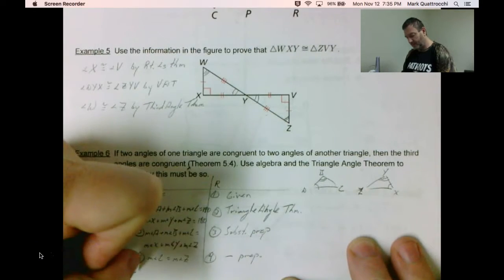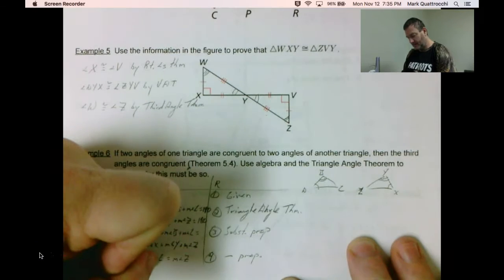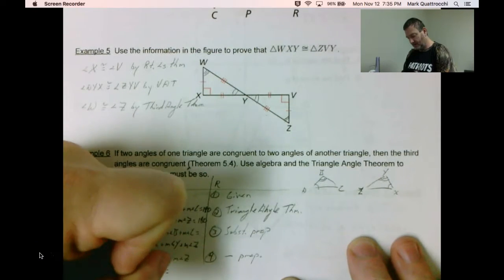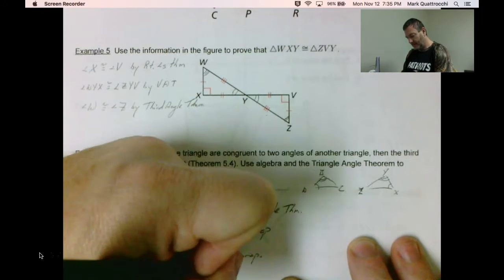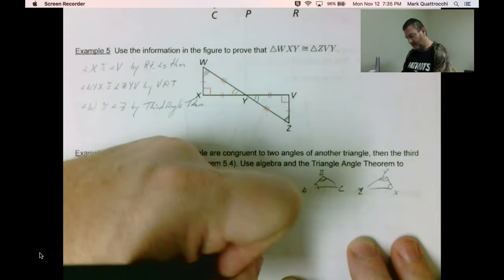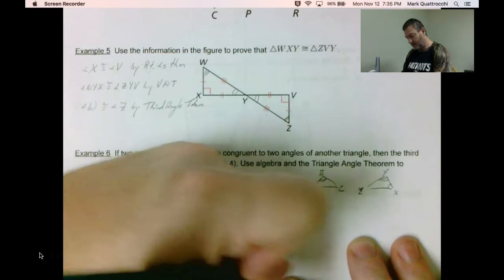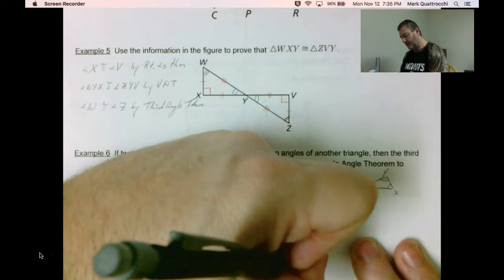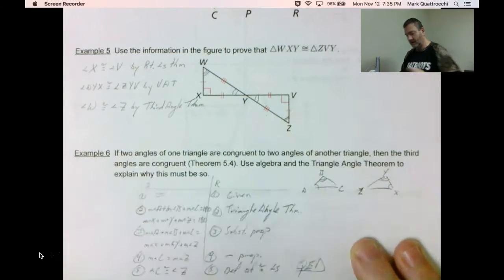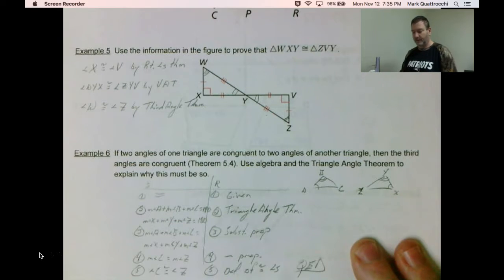Which leaves me just one final statement. Angle C is congruent to angle Z, by the definition of congruent angles. And what do we put at the end of all proofs? Q.E.D. My goal was to prove that the third angles, angle C and angle Z, must be congruent to each other with a little bit of algebra and some logic.